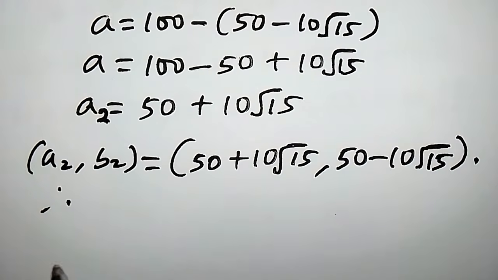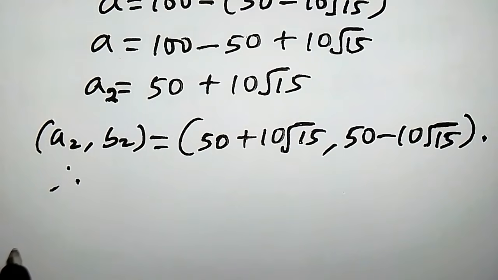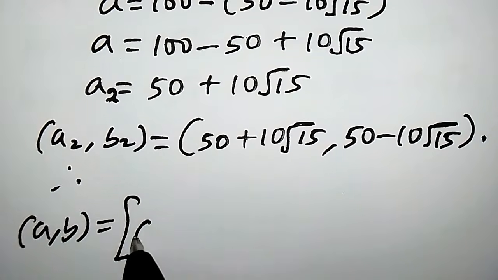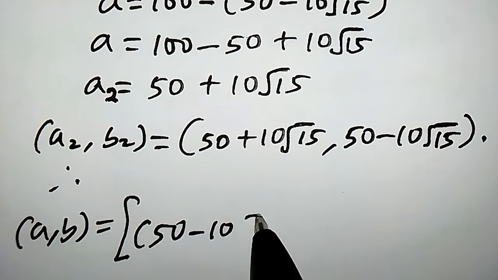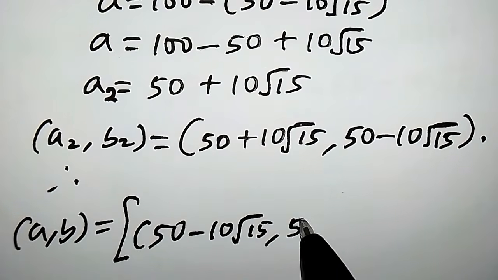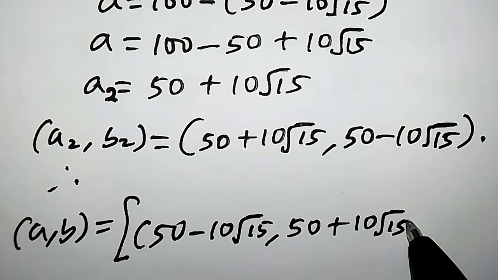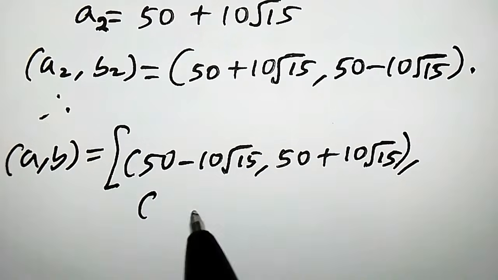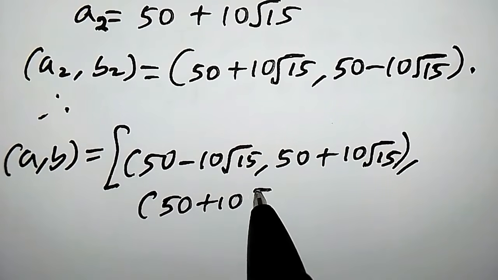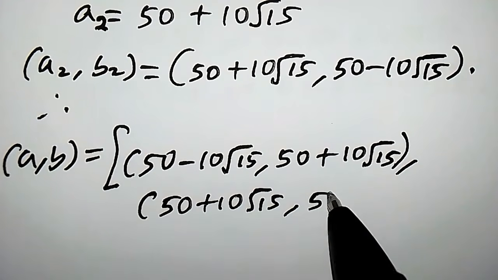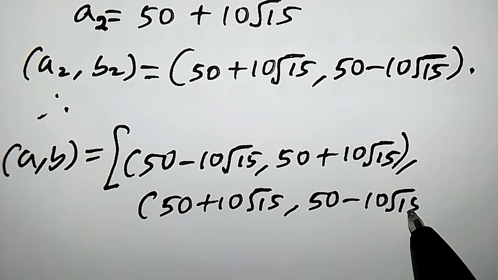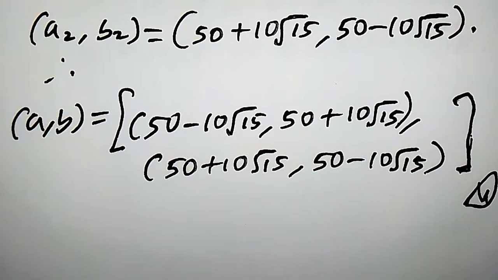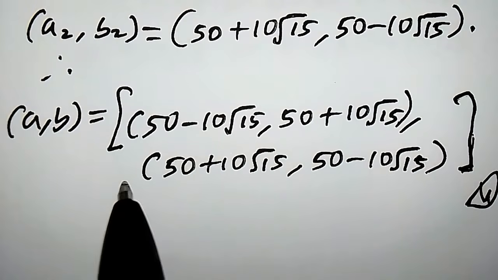So therefore, all the solutions that we have for this algebra problem are A comma B is equal to, the first solution, 50 minus 10 root 15 comma 50 plus 10 root 15, close the brackets. And the second solution that we have is simply this guy, 50 plus 10 root 15 comma 50 minus 10 root 15. This is the required solution for this algebra problem, but let us verify if these answers are actually correct.